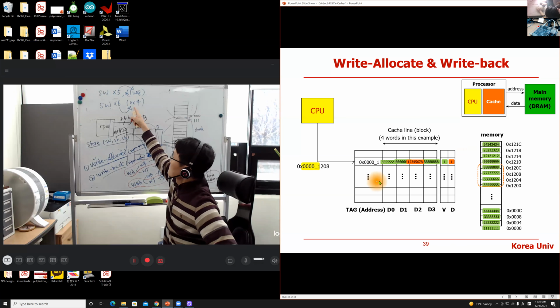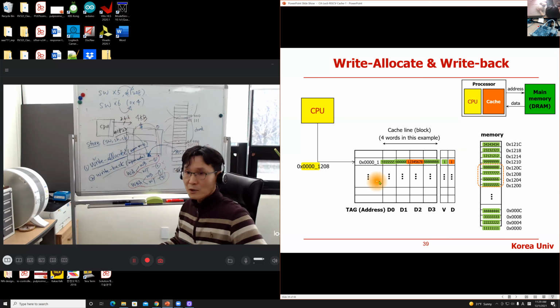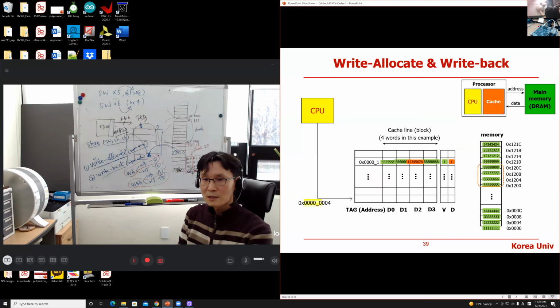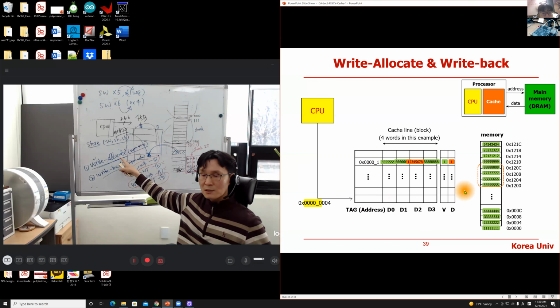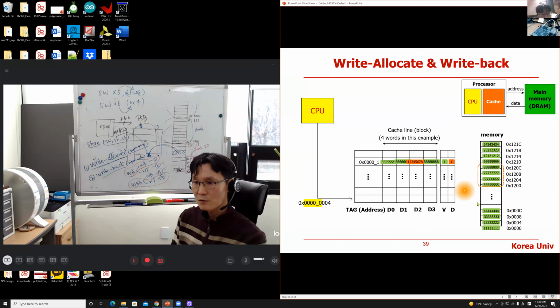Now second instruction. Okay, update this data to location 4. Then assume that it happens to index, it happens to select that cache entry. Then we have cache miss. Cache miss, write miss. Then write allocation policy, right? So you have to bring in memory block, the first memory block. So 1, 2, 3, 4. So allocate memory block first, okay, like this.